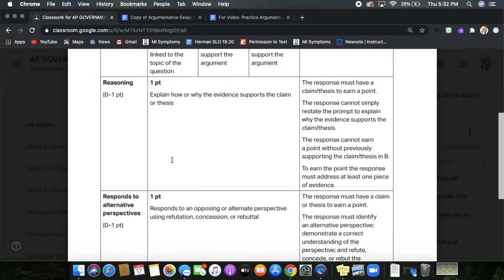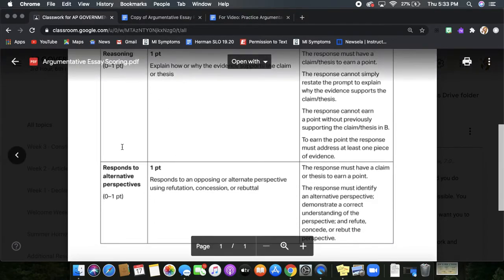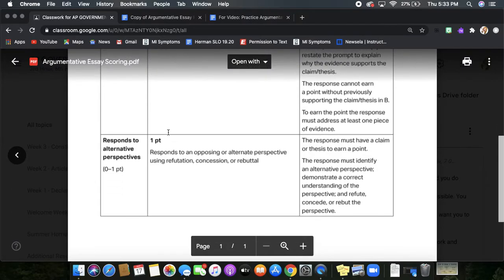You get 1 point for your reasoning, so explaining how or why the evidence supports your claim or thesis. Essentially, you're getting a point here for closing the loop. Why do we care about the evidence that you've just told us about? Are you just throwing random facts in there, or are you connecting it back to the big idea that you've talked about in your thesis? So closing the loop here, that's your reasoning.